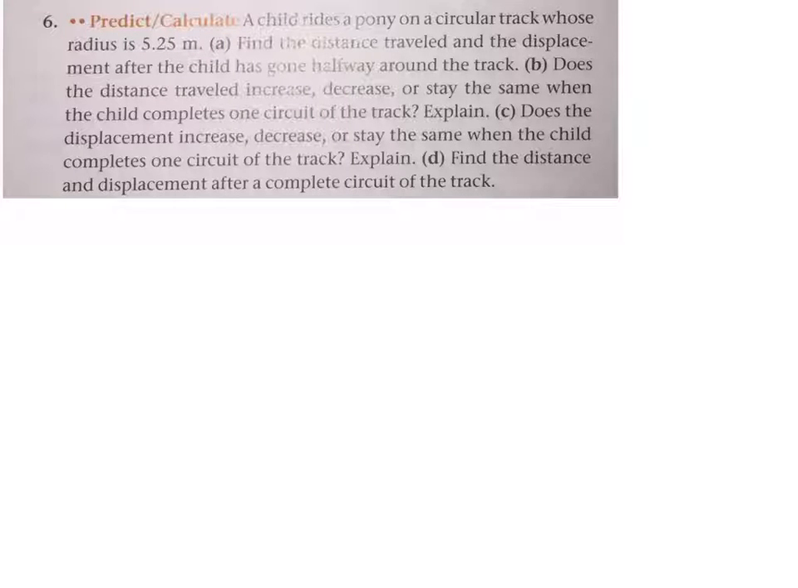A child rides a pony on a circular track whose radius is 5.25 meters. Find the distance traveled and displacement after the child has gone halfway around the track. Does this distance traveled increase, decrease, or stay the same when the child completes one circuit of the track? Does the displacement increase, decrease, or stay the same when the child completes one circuit of the track?